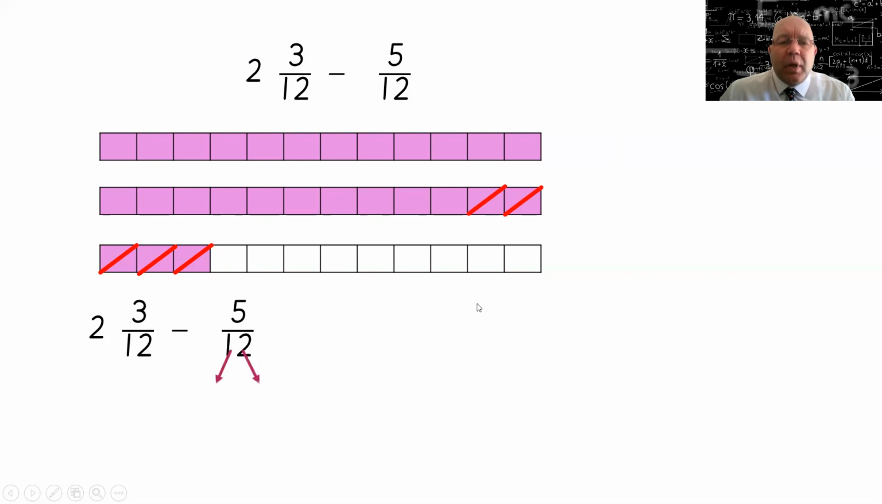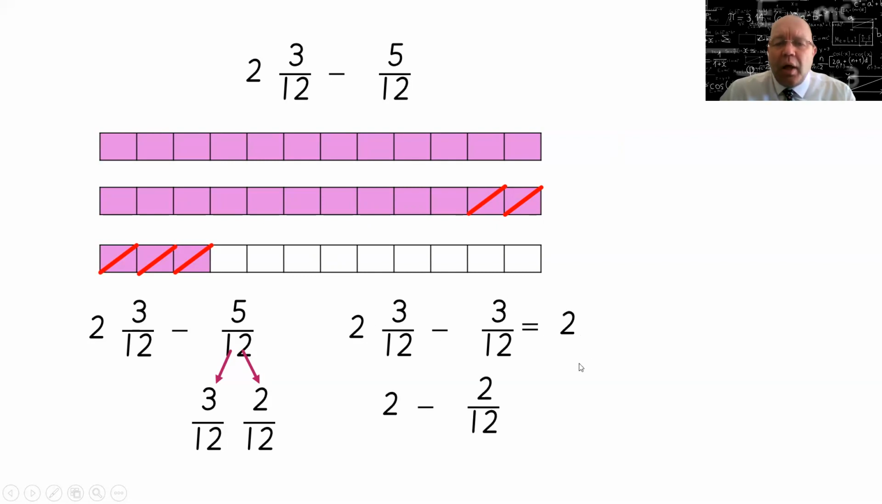And what are we left with? Well, basically, our 5/12s, we've taken away a 3/12, that section there, and then taken away 2 more. So altogether, we have taken away 5/12s, but we've sort of taken them away in 2 chunks. So we'll take away the 3/12s, leaving us with 2 whole 1s, and then we'll take away the 2/12s from the whole ones. So there's the 2 and 3/12s, take away 3/12s, which leaves us with 2, and then we're going to take 2/12s away from that, which leaves us with 1 and 10/12. There's our whole one, and there's our 10/12. And we can simplify that to give ourselves 1 and 5/6.